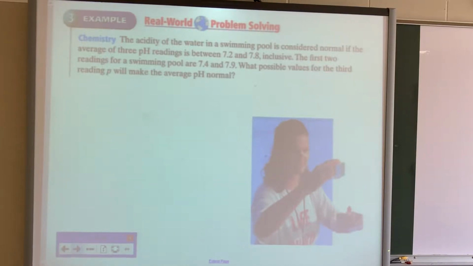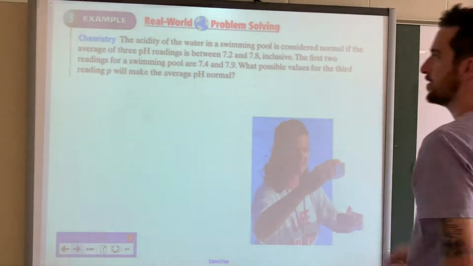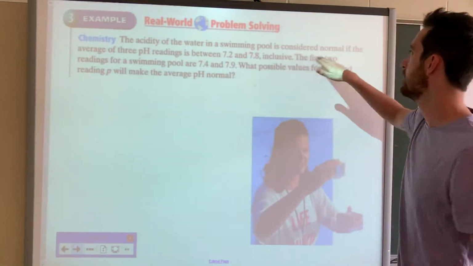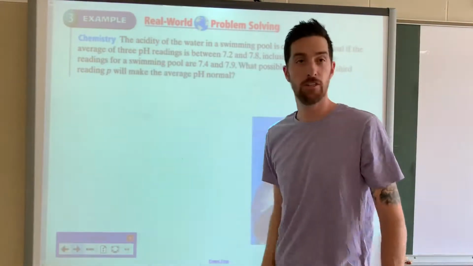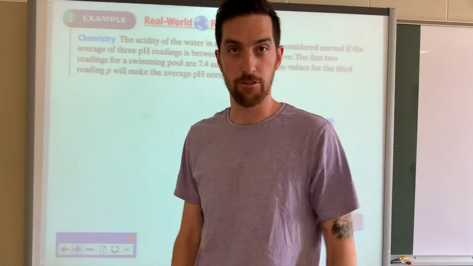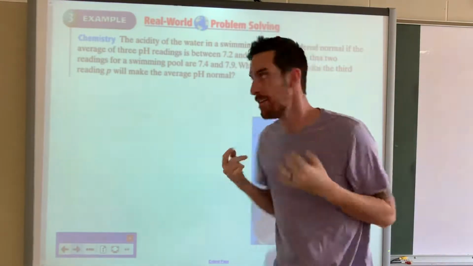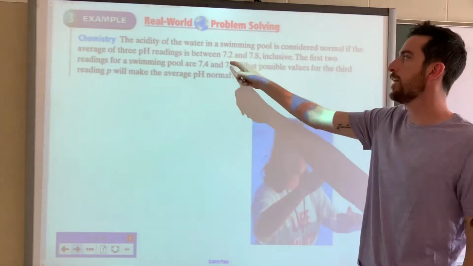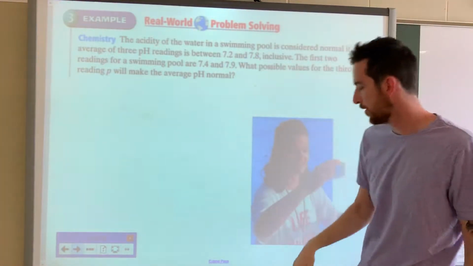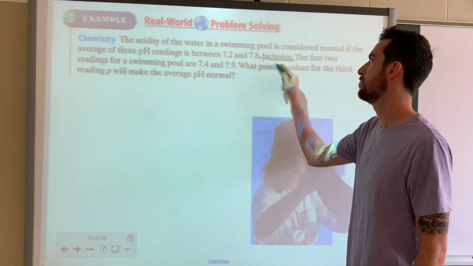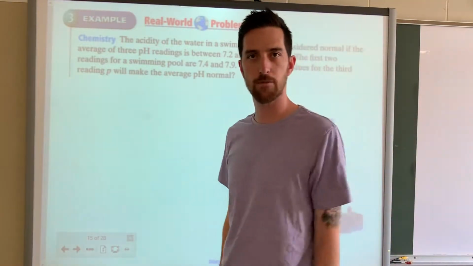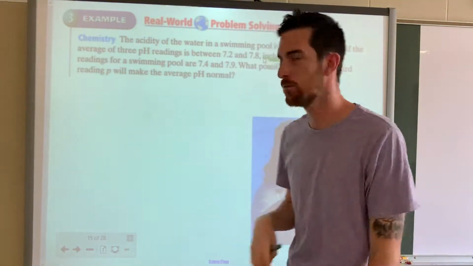Let's talk acidity of water. The acidity of water in a swimming pool is considered normal if the average, that's the mean, we talked about the average, right? That's where you add them all up and you divide by however many there are. Back to this. The average is between 7.2 and 7.8 inclusive. Remember last slide I just told you you might see the word inclusive, that means the or equal to.